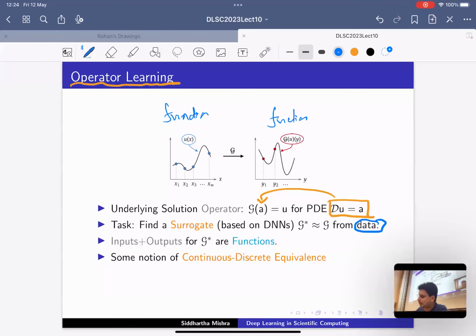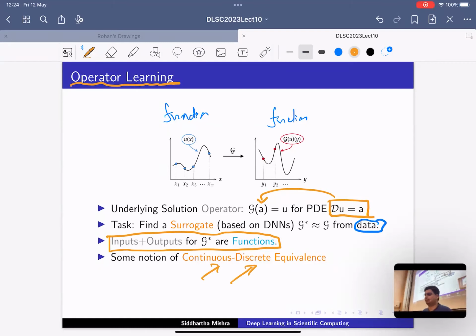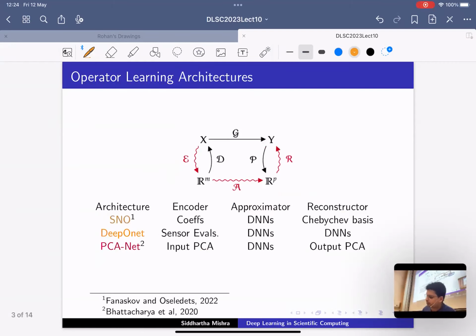So in particular, whatever operator learning framework that we're going to come up with, the key point is that the inputs and outputs have to be functions, but that's not enough, as we saw a couple of lectures ago. We need some notion of equivalence between the continuous and the discrete, because without that, almost anything can be interpolated and we can get operator learning done. Now, inspired by traditional numerical methods, we came up with several ideas to learn operators. These ideas were spectral neural operators, DeepONets, PCA-nets, and so on. This is where I essentially stopped in the last lecture.